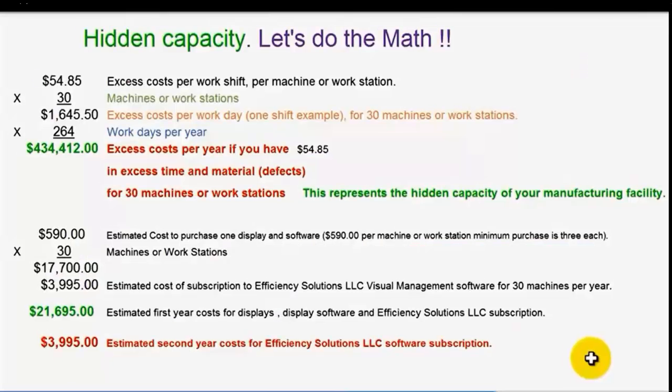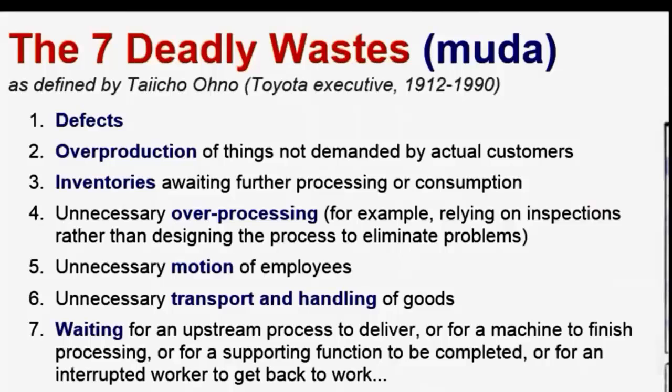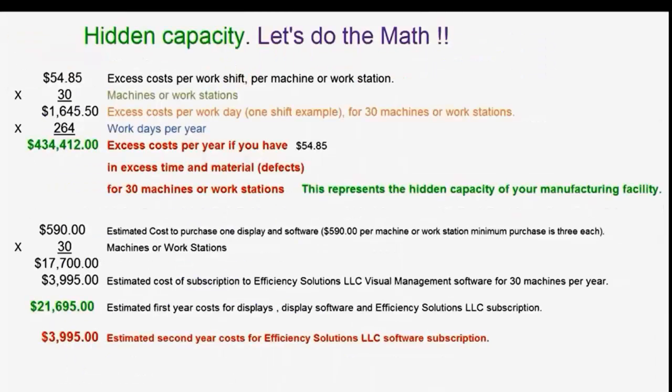So how do we really develop our hidden capacity? First, we need to have a good 5S program working consistently in our facility. You've all heard of 5S: sort, set in order, shine, standardize, and sustain. The next category are the 7 deadly wastes. And then the last category is what we've just discussed in this video. It's the excess cost that we're experiencing in our own facilities.